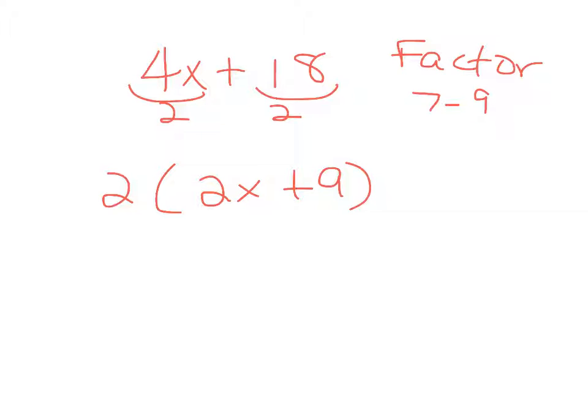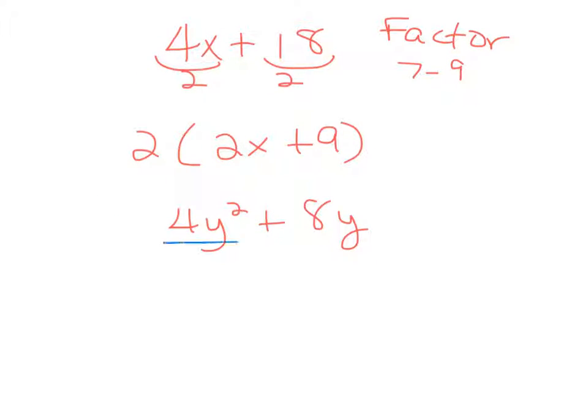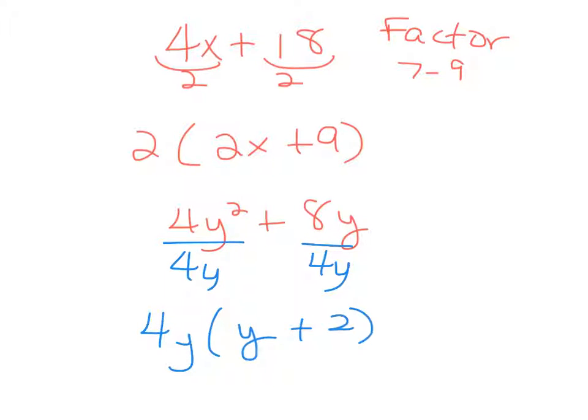Now you're also going to get one with 2 letters, where you are going to pull out a GCF that is going to involve a variable. So 4y squared plus 8y. We can see my GCF here is going to be 4y. You write the GCF, divide, and that's what goes in the parentheses, the answer to the division.